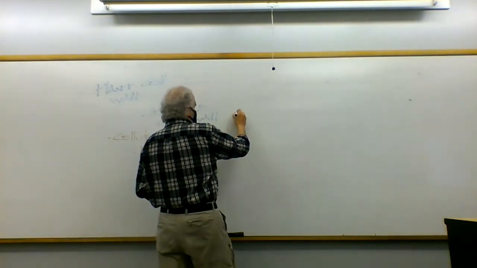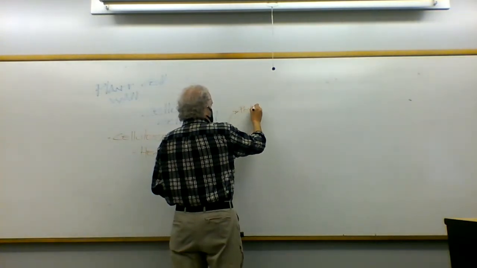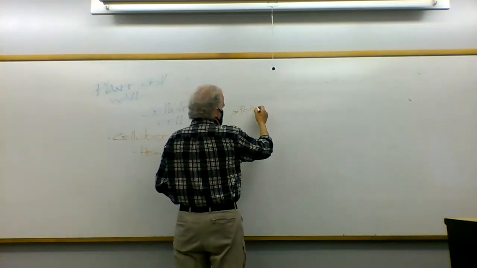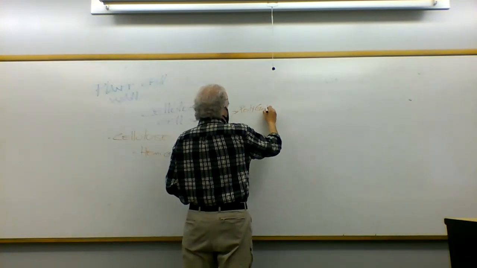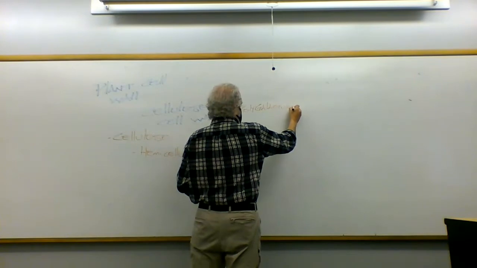Pectin, just for those of you that are complete nerds, is not a glucose polymer, but it is polygalacturonic acid.